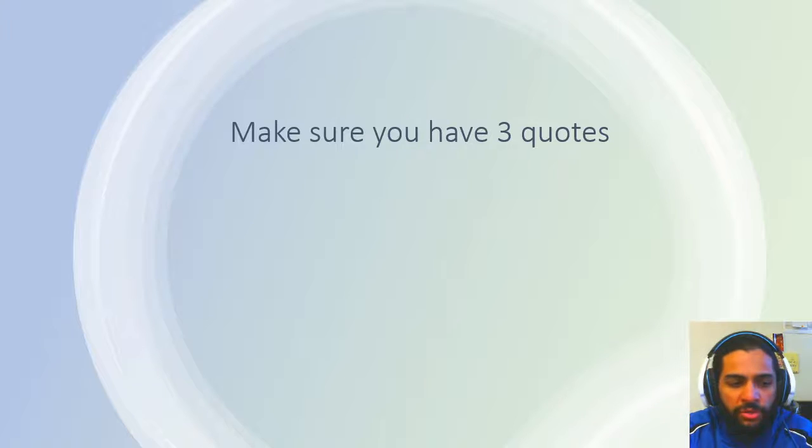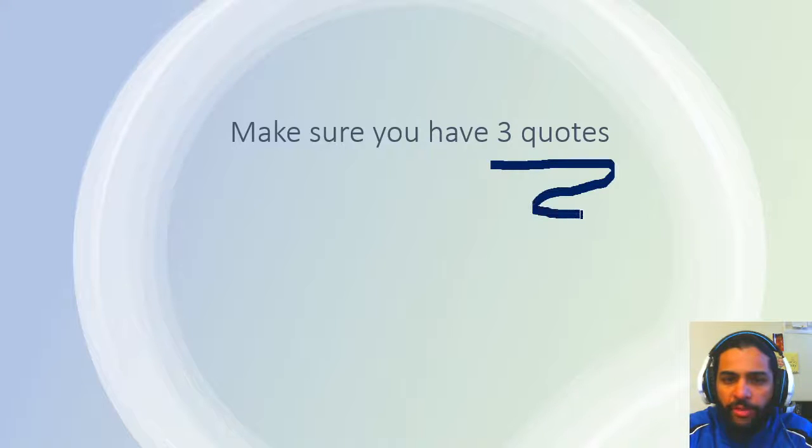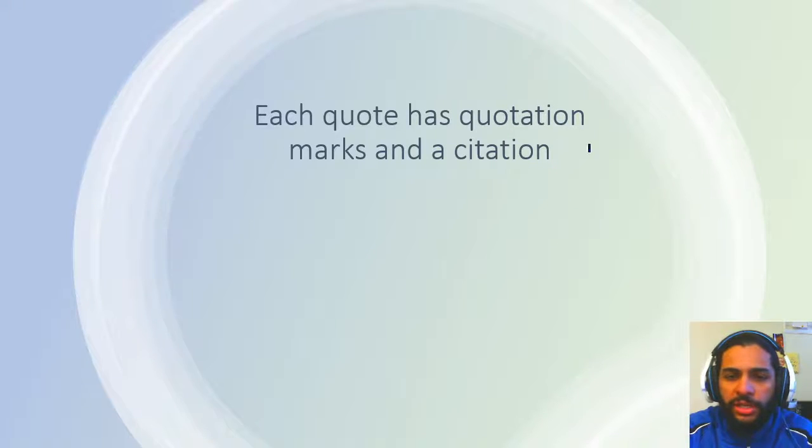Next one is make sure that you have 3 quotes, okay? If you don't have 3 quotes, then go back to the last assignment or go back all the way to number 69 and you can find your quotes in the PDF that I have provided for you. All right, if you have 3 quotes, then you can move on to the next one, which is make sure that each quote has a quotation mark and a citation.